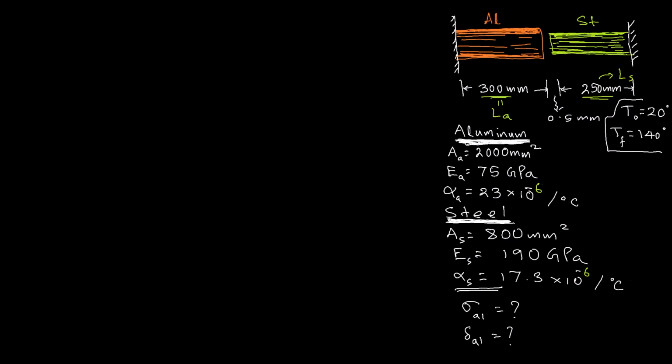And then what happened, for some reason the temperature was increased to 140 degrees centigrade, and we are supposed to find out what is the stress that gets developed in the aluminum rod and what is the change in length or elongation that has happened in the aluminum rod. So these are the two things we are supposed to figure out.